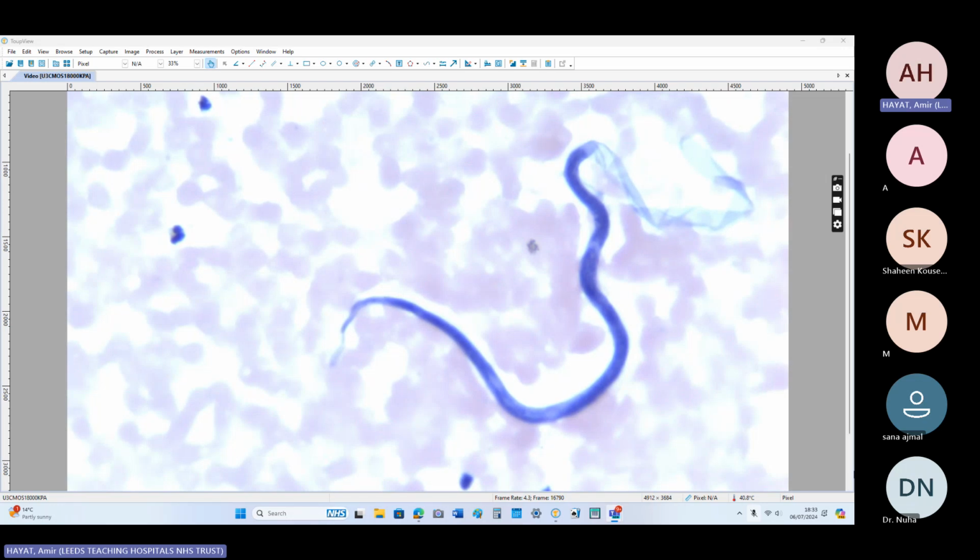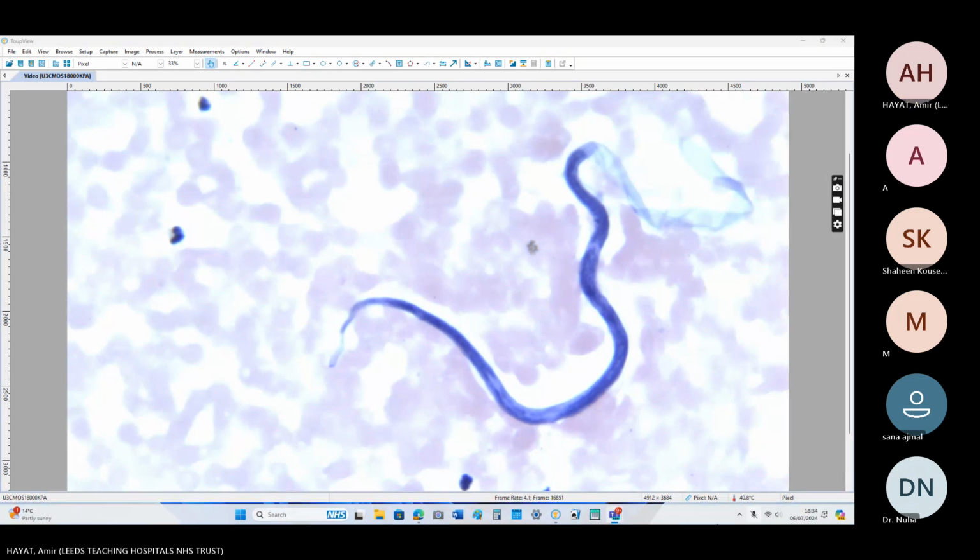So, what do you think about this worm? Is it sheathed or non-sheathed? Sheath. Yes, it is sheathed. This is the sheath. This is a sheathed worm, and this is the head end, and this is the tail end.